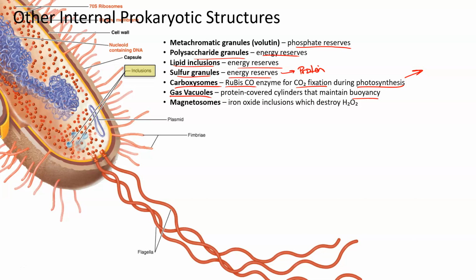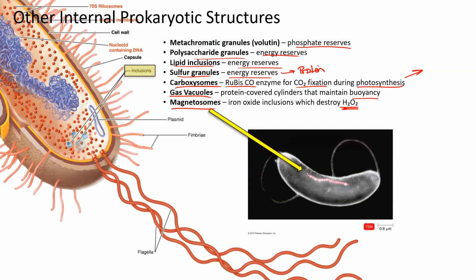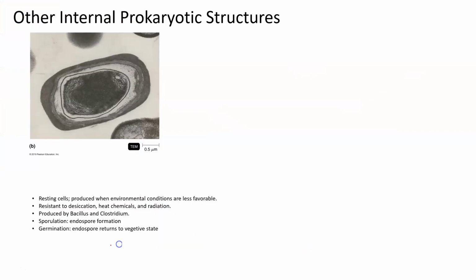they have to be able to be buoyant so that they're not having to fight their environment. And then you have magnetosomes, which are iron oxide inclusions, designed to destroy H2O2, which is hydrogen peroxide, a byproduct of some of the cellular metabolism that these cells have to go through all the time. Magnetosomes also resemble or act as a magnet, which can help the cell orient itself in its environment as well. Kind of its internal compass.